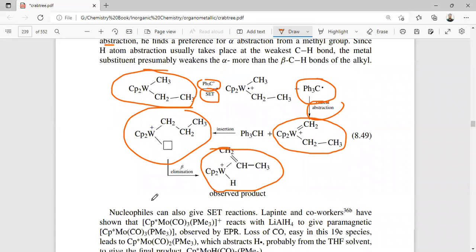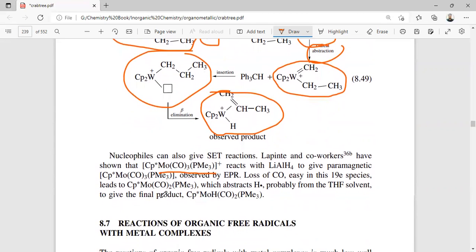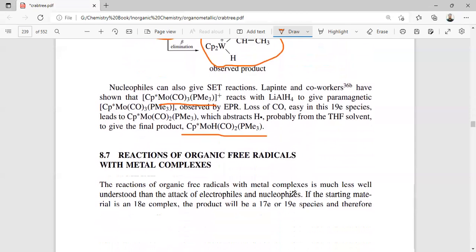So nucleophiles can also give SET reactions. Lacton and co-authors have shown that Cp*Mo(CO)3PMe3+ reacts with LiAlH4 to give the paramagnetic Cp*Mo(CO)3PMe3, observed by EPR. Loss of CO from this 19 electron species leads to Cp*Mo(CO)2PMe3, which abstracts H dot, probably from the THF solvent, to give the final product Cp*Mo(H)(CO)2PMe3. So next, I will discuss the reaction of organic free radicals with metal complexes.